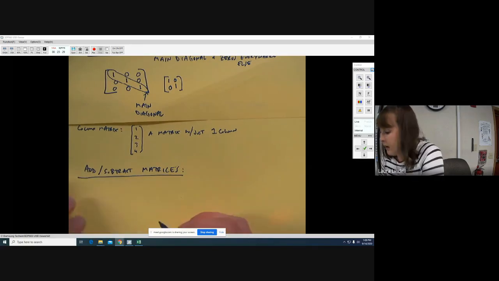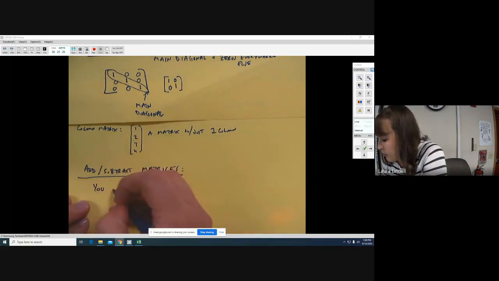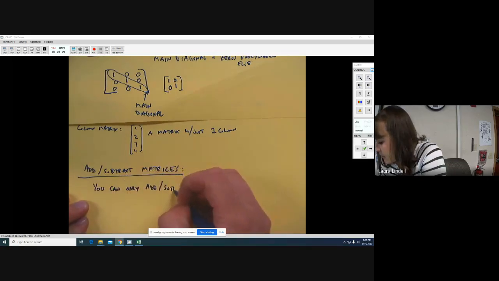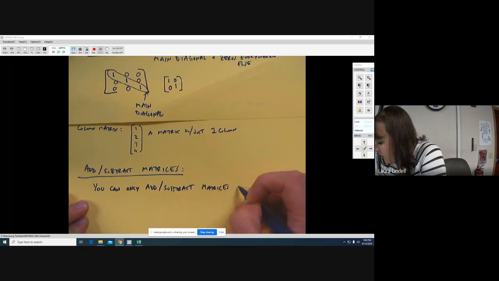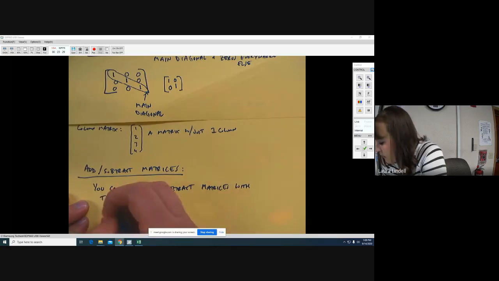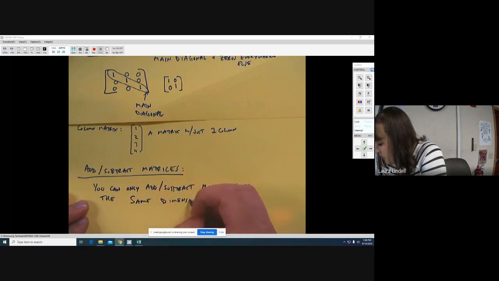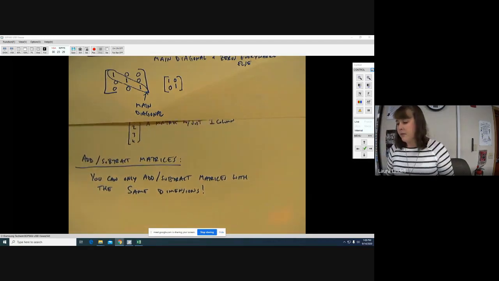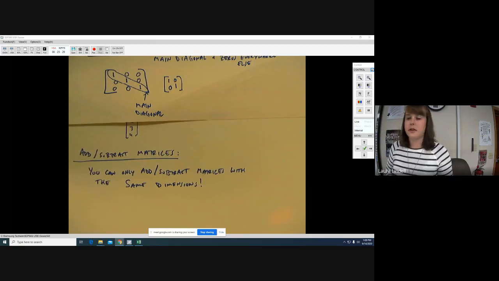So you can only add and subtract matrices with the same dimensions. So that's very important. You can only add and subtract them with the same dimensions. So that means if your matrices are both 2 by 2s or both 3 by 4s or whatever, you can add and subtract them. If they are not, then you can't, and it's considered undefined.